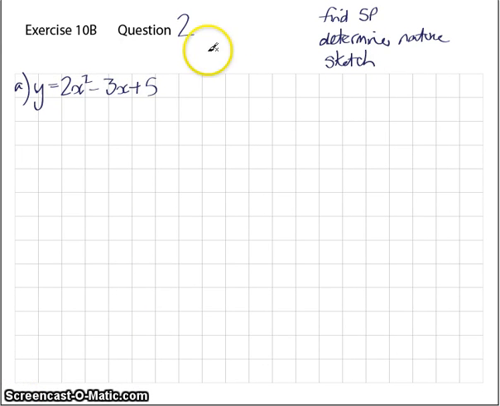Okay, for this question, there's a couple of things we need to do, but basically the aim of the exercise is to get us to be able to sketch it with as much information as possible. So let's just have a look at the different sorts of things we might do to be able to do that.